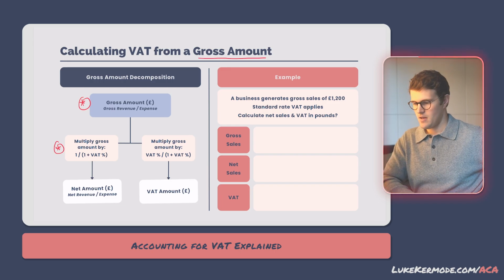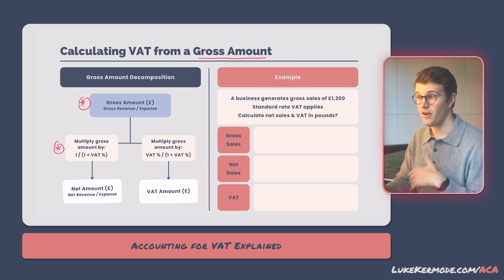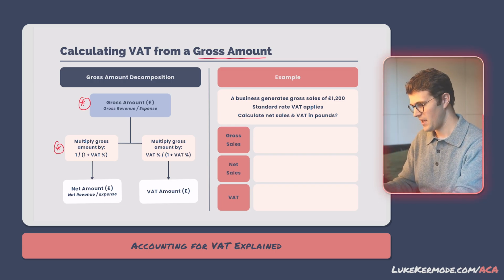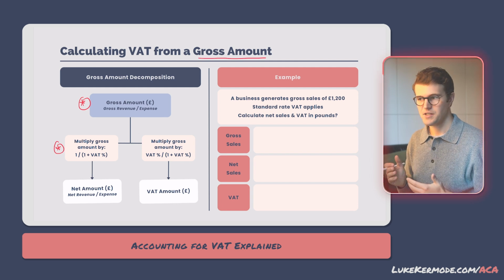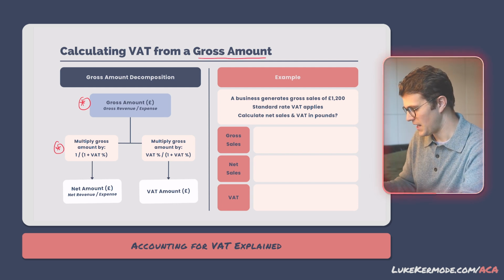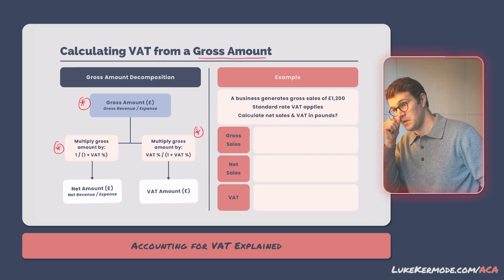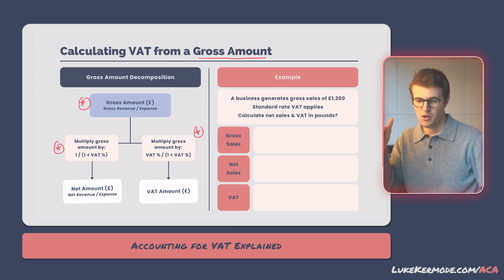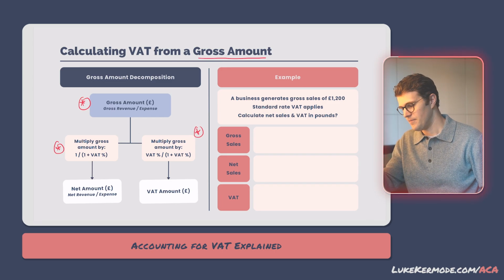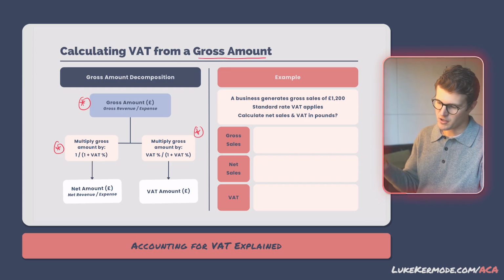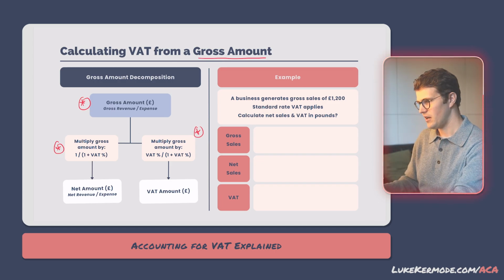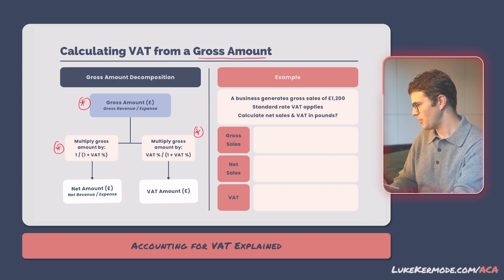by 1 plus 20%. To find the VAT amount, which is the portion of the sale the business is collecting on behalf of HMRC, you take the gross sales amount and you multiply that by VAT and you divide by 1 plus VAT. So at 20%, you take the gross sales amount and you multiply that by 20% and divide it by 120%. Now let's look at a worked example on the right hand side, which will hopefully bring this concept to life.